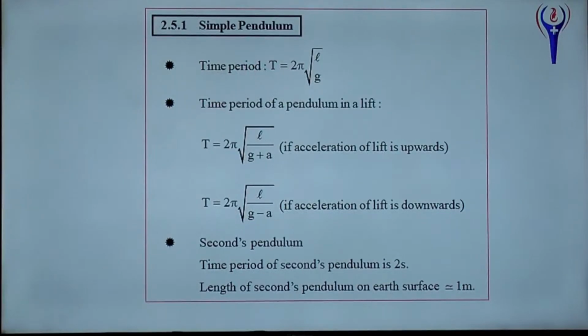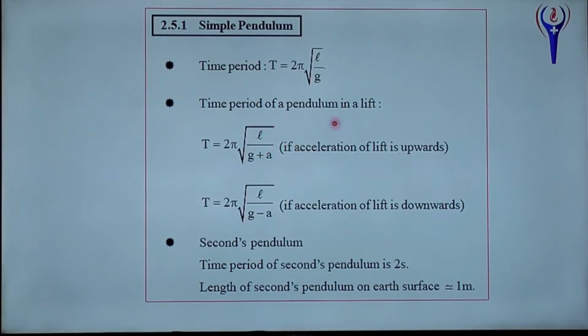Simple pendulum. For a simple pendulum, T equal to 2 pi into root of L by g. L is the length of the pendulum, g is the acceleration due to gravity. And the time period of a pendulum when it is in a lift, in this some problem we may discuss.